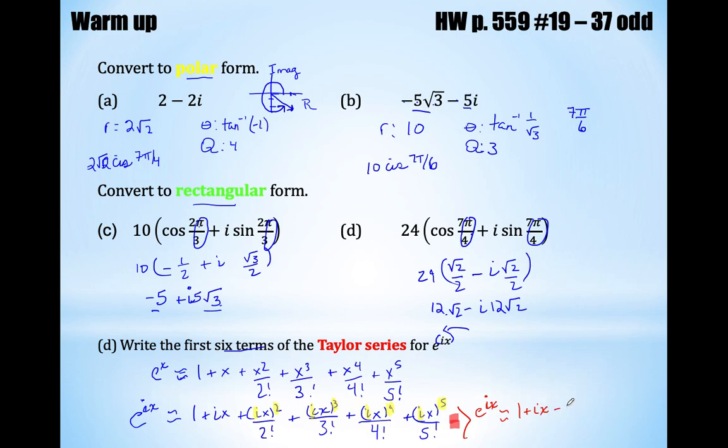Minus, right? Because i squared is negative 1. And then i cubed is negative i, isn't it? But i to the 4th is just 1. And i to the 5th we said was the same as i to the 1st.